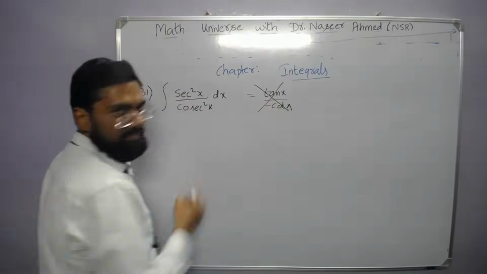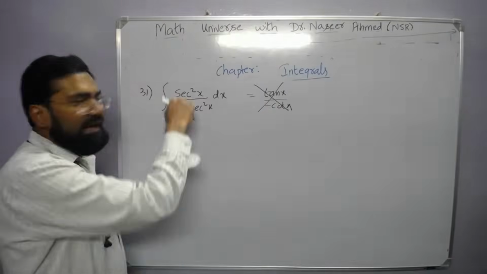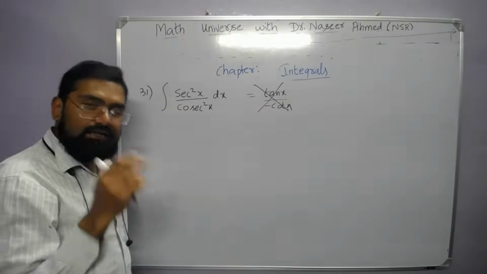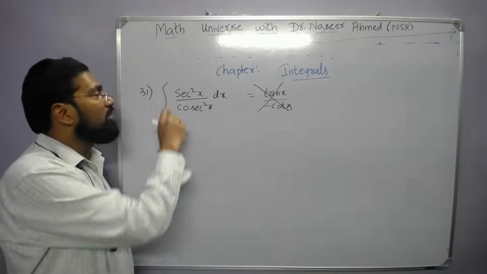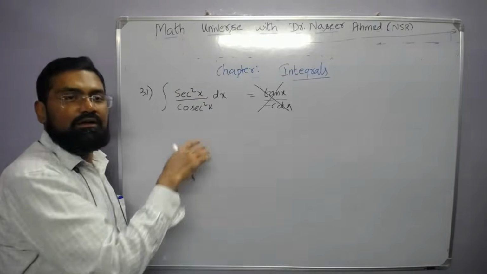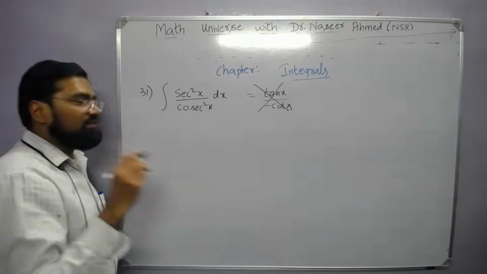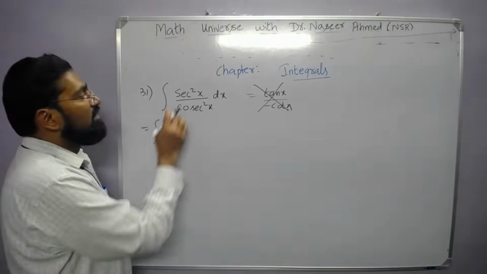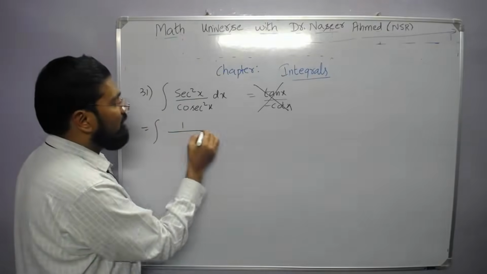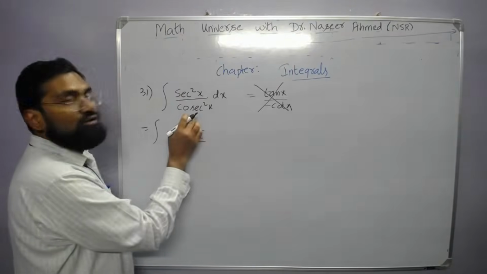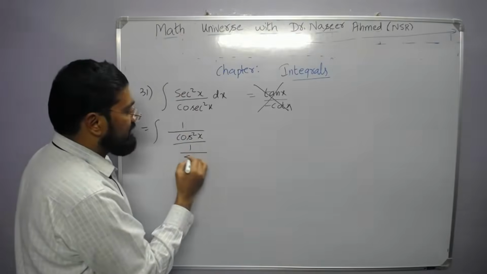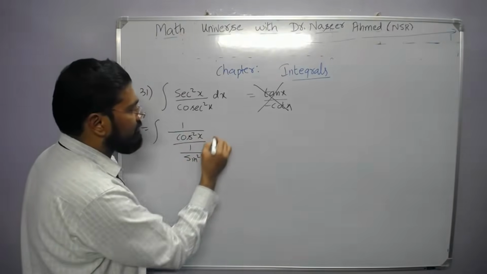Wrong, terrible. You cannot break the integration. There is no such rule that you take integration separately for numerator or denominator. Then what to do? Whenever we are stuck with trigonometry, go back to basics. Secant square is 1 by cos square. Cosecant square is 1 by sine square.